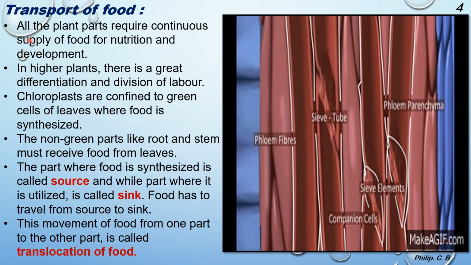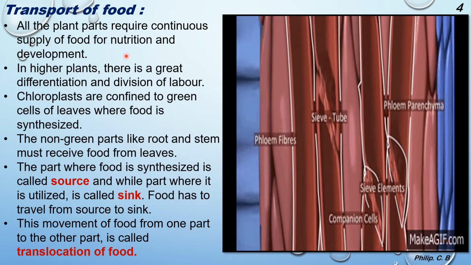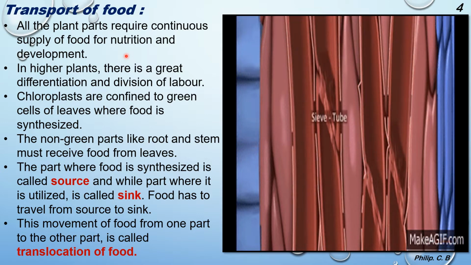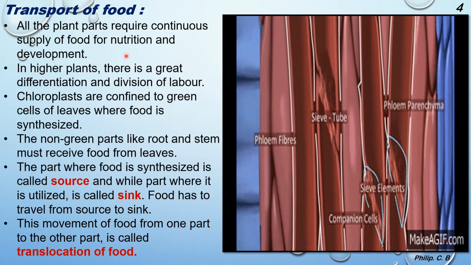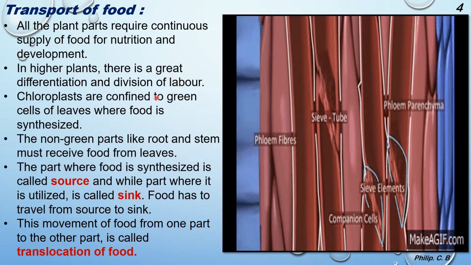First point, all the plant parts require continuous supply of food for nutrition and development. As we know, the growth and development of any living organism requires nutrition, right? Similarly, plants also require continuous nutrition and development. So in higher plants, there is a great differentiation and division of labor.